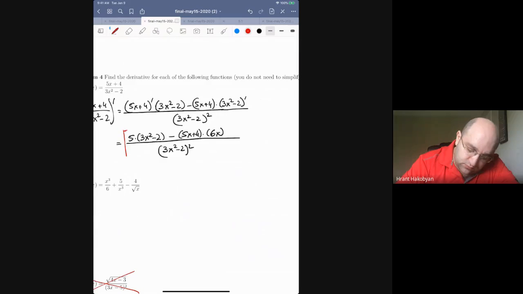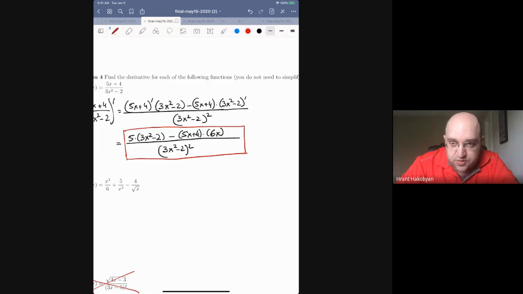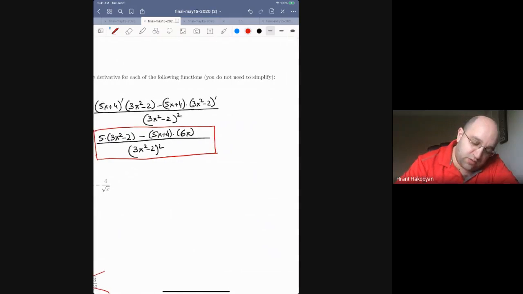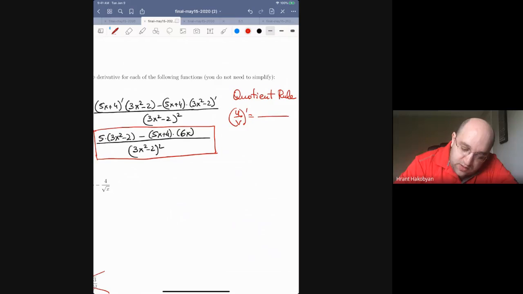So you just use the quotient rule and that's all. Let me just remind you that the quotient rule was: if you have u divided by v, prime, then that's just u prime times v minus u times v prime, divided by v squared.